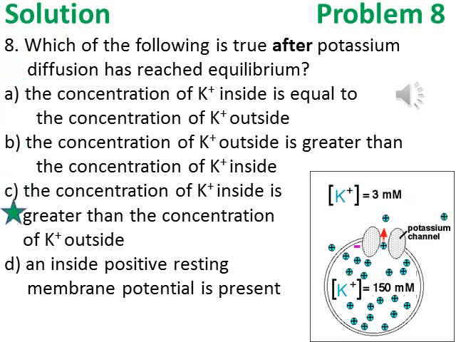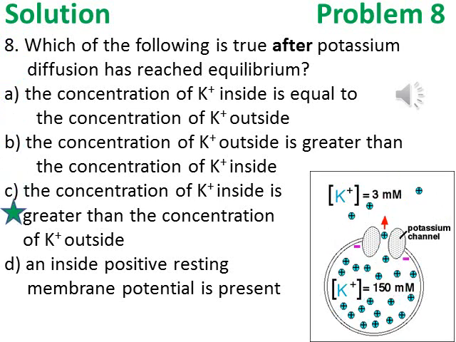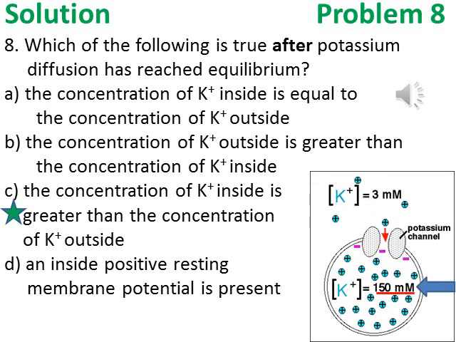The answer to problem 8 is choice C. Even after potassium has reached the equilibrium potential, the concentration of potassium inside will remain greater than the concentration of potassium outside. Very little potassium has to leave the cell in order to produce an inside negative membrane potential that will exactly balance the tendency of potassium to leave the cell due to the higher concentration of potassium inside the cell.